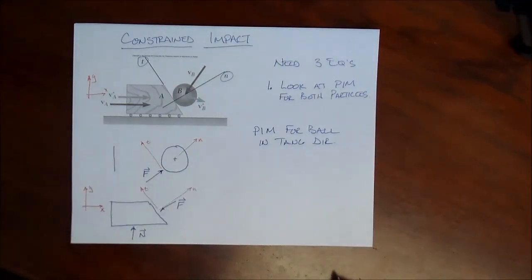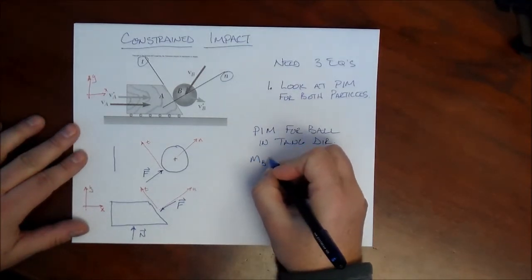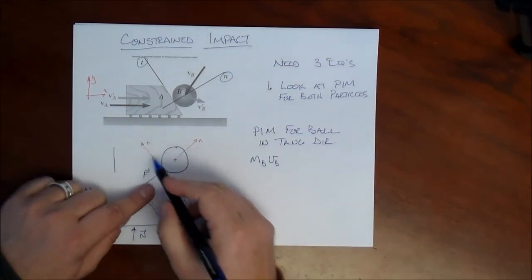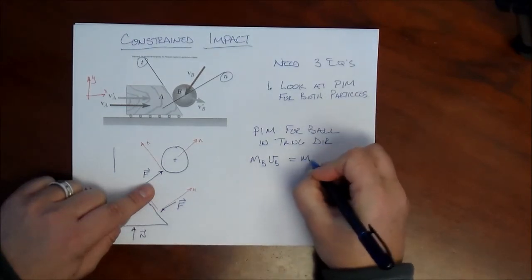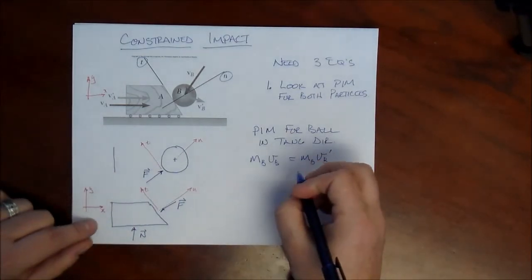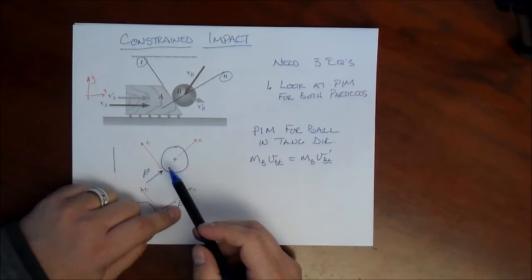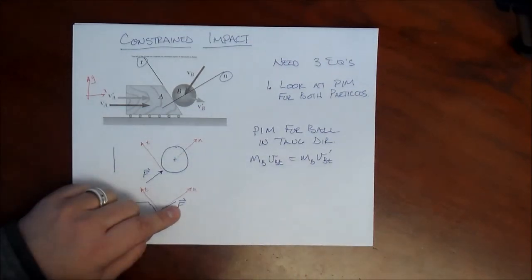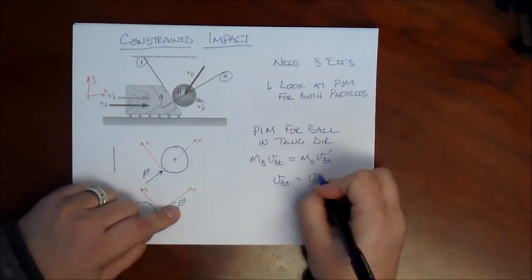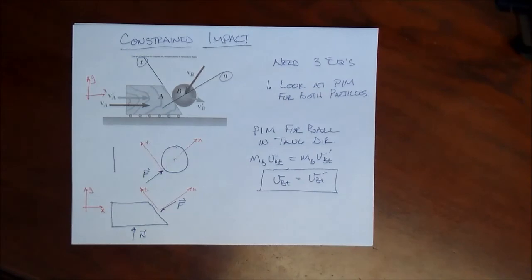So that equation says that the mass of B, which is the ball, times the velocity of B, the impulse is 0 in this direction, so there's no impulse, so that's just going to equal the mass of the ball times the velocity of the ball afterwards. Sorry, I forgot to put my T for the tangential direction. So momentum for the ball is conserved in the tangential direction. This is just like the tangential result we saw for oblique impact. And so in other words, the velocity of the ball in the tangential direction before equals the velocity of the ball in the tangential direction after. So there's one of our equations.